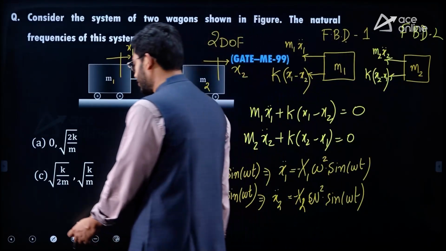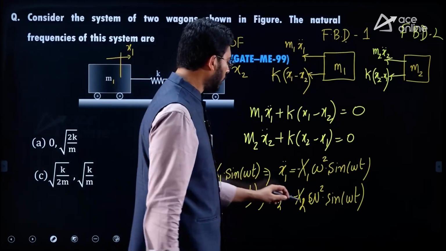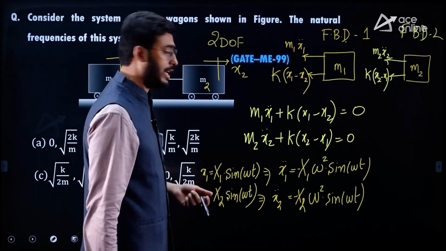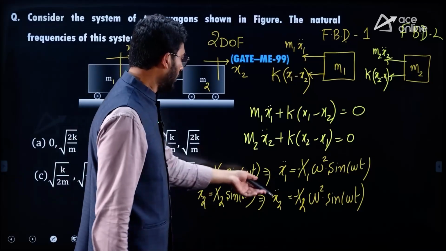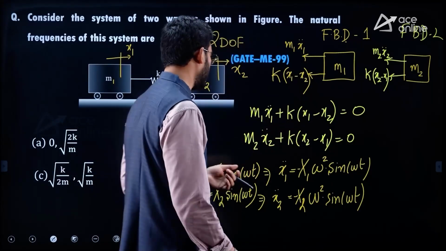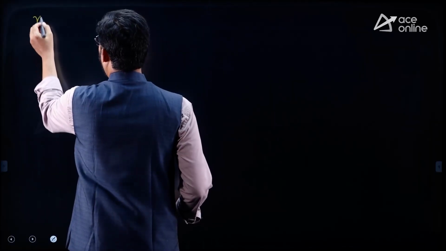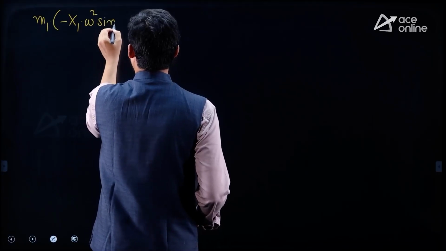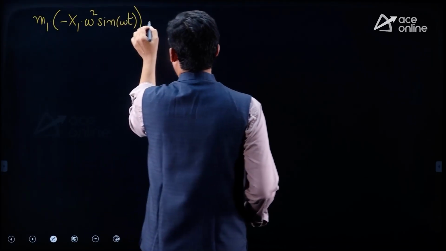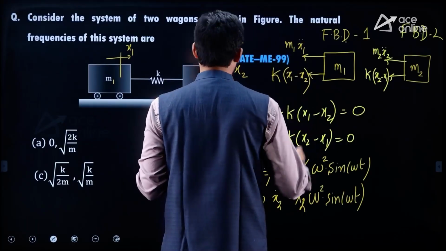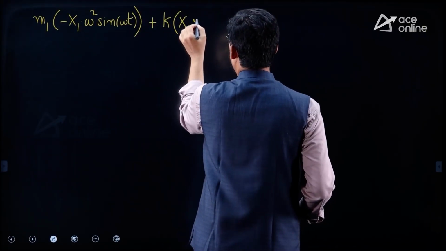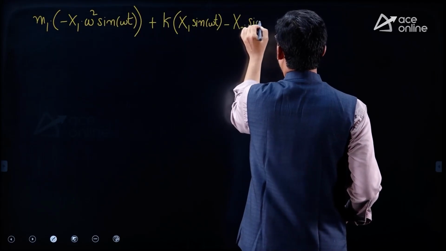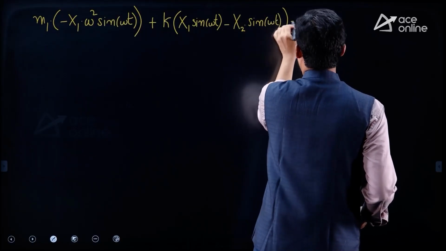This is how the displacements would be expressed, and herein we are required to calculate the natural frequency, or how many natural frequencies this system is going to have. Okay, so now let's put these values in the above equations, and we get m1 into minus X1 omega square sine omega t plus k into small x1. Small x1 is capital X1 sine omega t minus capital X2 sine omega t, and this is equal to 0.